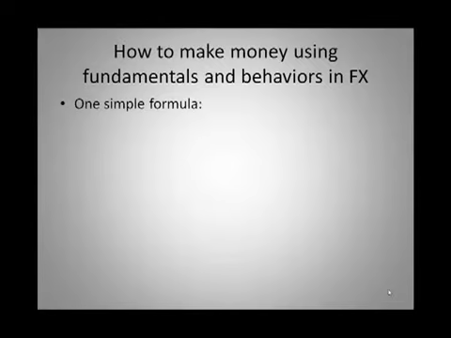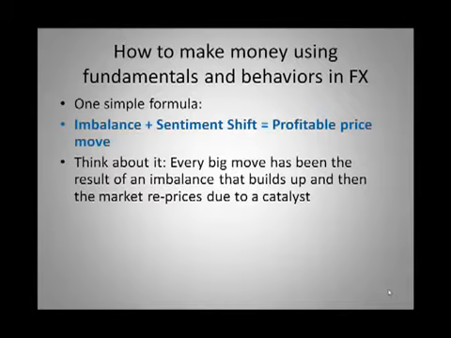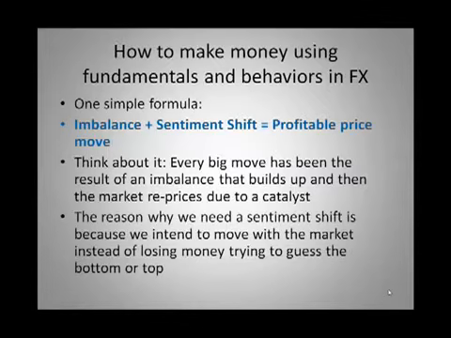There's one simple formula. Imbalance plus sentiment shift equals profitable price move. If you think about it, every big move has been the result of an imbalance that builds up and then the market reprices due to a catalyst. The reason we need a sentiment shift in addition to an imbalance is because we intend to move with the market instead of losing money trying to guess the bottom or the top of the market.